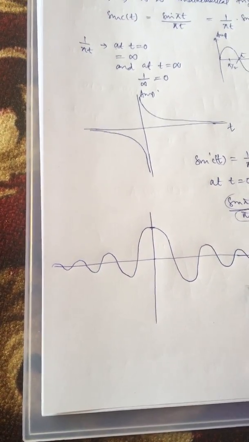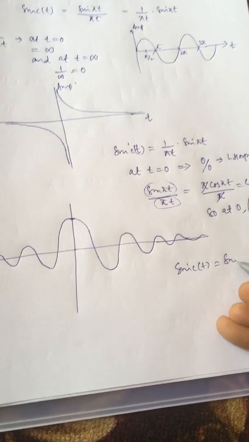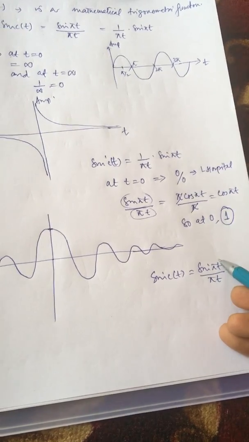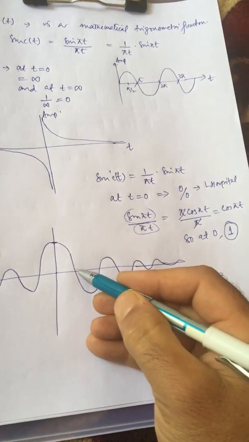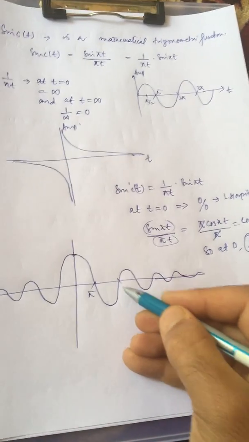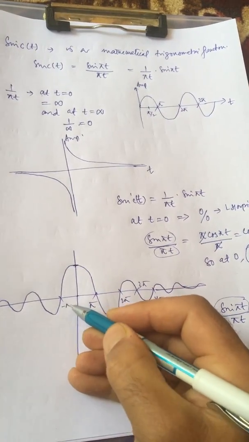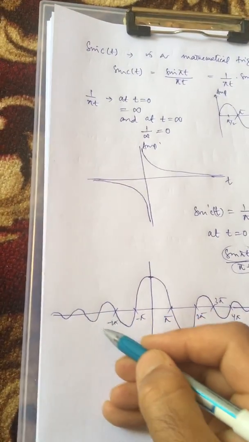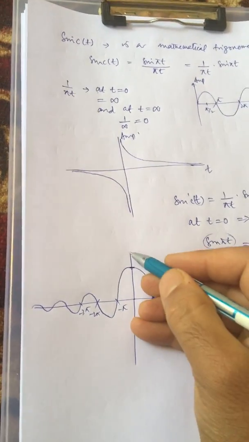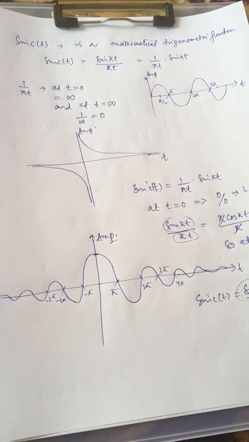Now, as we know that sinc of t is equal to sine of pi t by pi t. Now at every pi, the value of sine would be 0. That means here this will be pi, this will be 2 pi, this will be 3 pi, this will be 4 pi. Similarly, this will be minus pi, minus 2 pi, minus 3 pi. So finally we'll get a waveform for sinc function like this. So this is our sinc function.